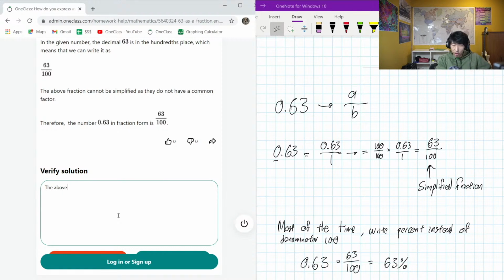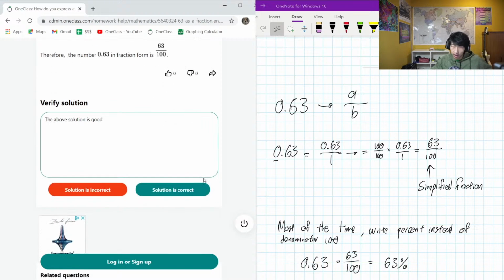The above solution is good. Good job. Nice.